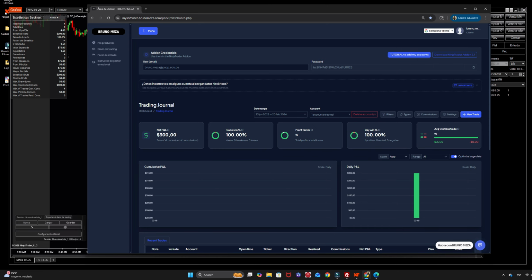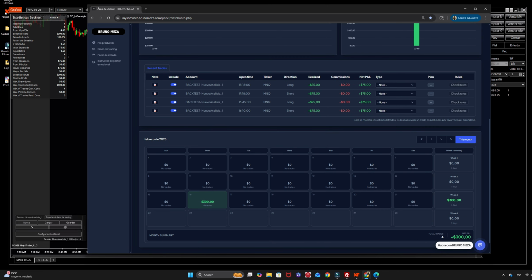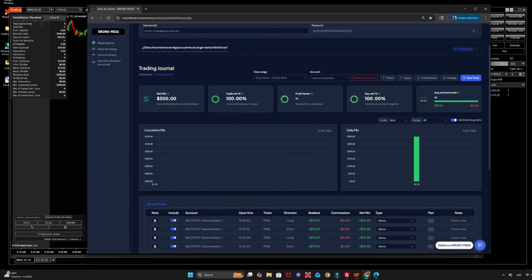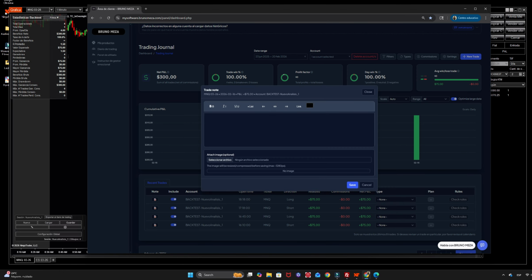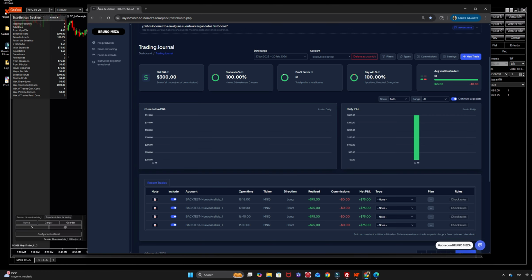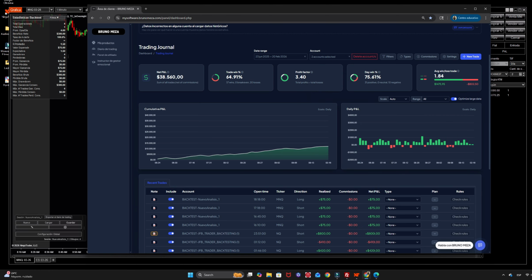Here, you will be able to view all your backtesting in a dynamic and visual way. You will be able to add notes, filter in a better way, and continue studying your backtesting more professionally. It is likely that, by the date you watch this video, the Trading Journal will have even more features.